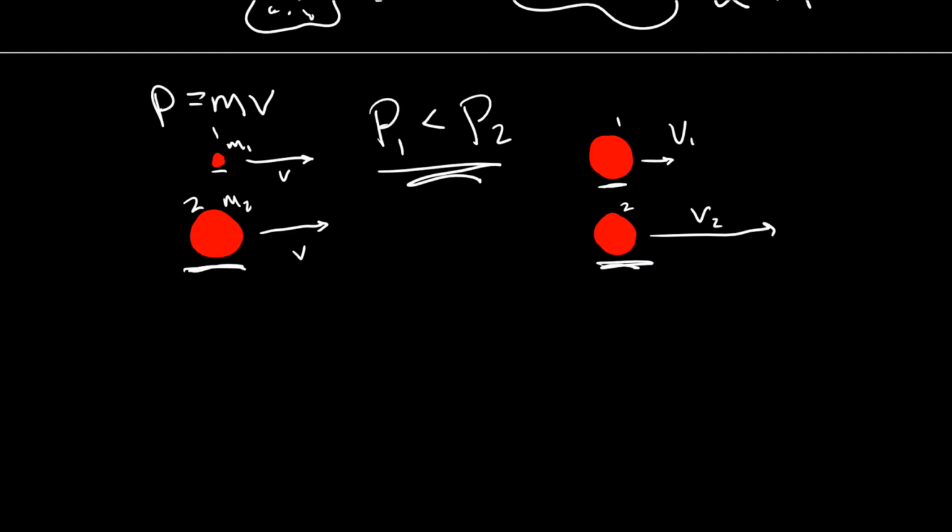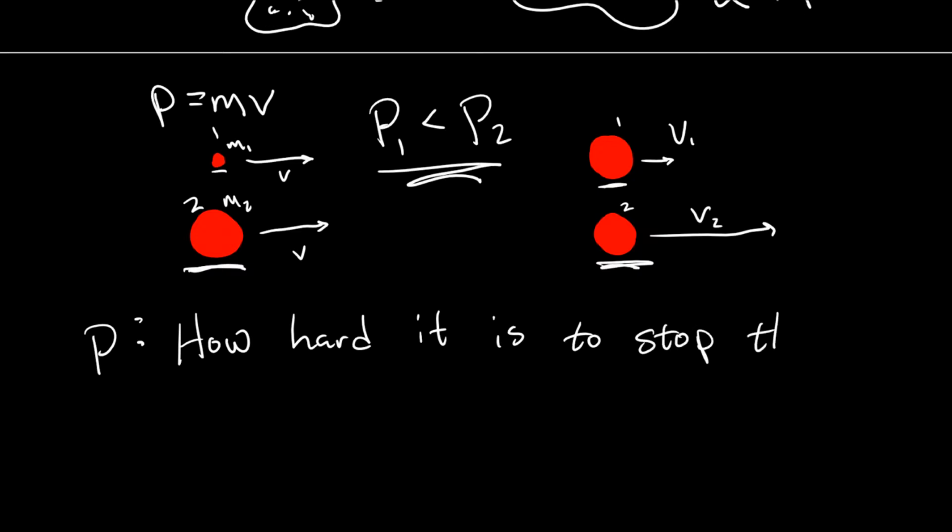So this gives us a very nice interpretation of P, which is how hard it is to stop the object. That's how we can think of this. And we give it the name of momentum. And obviously P stands for momentum.